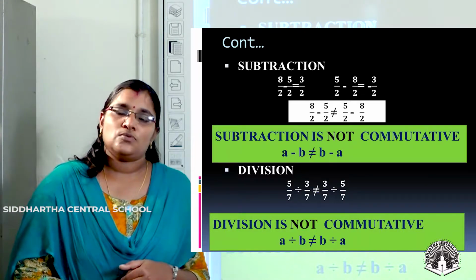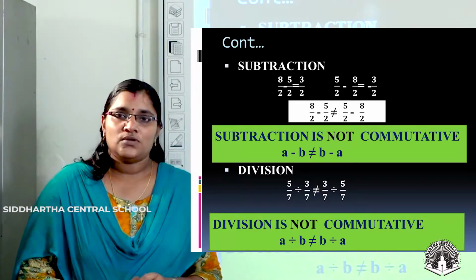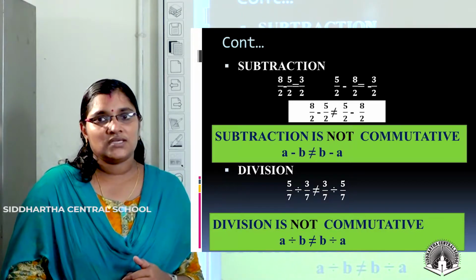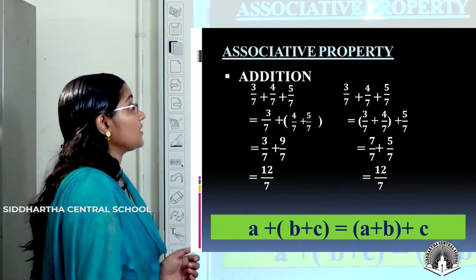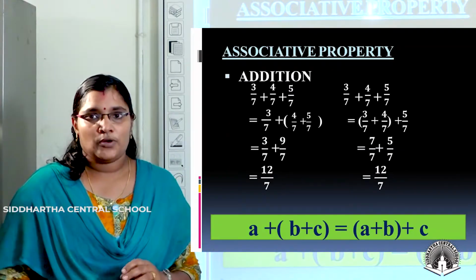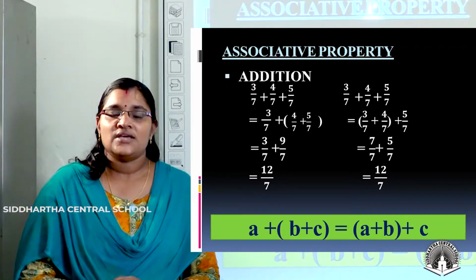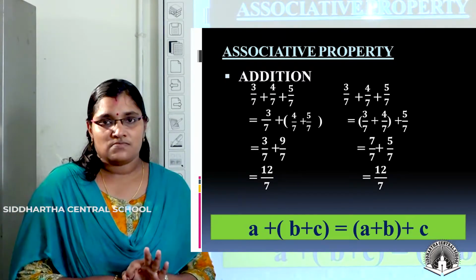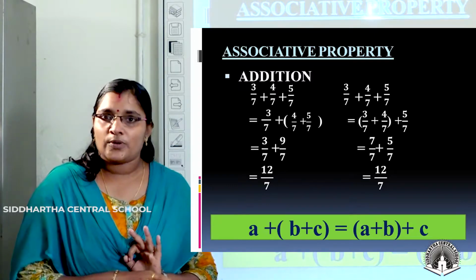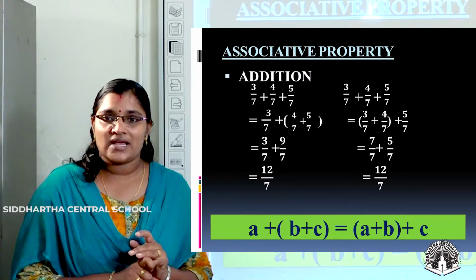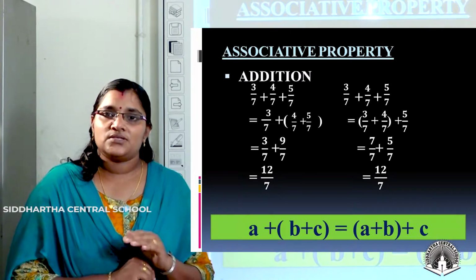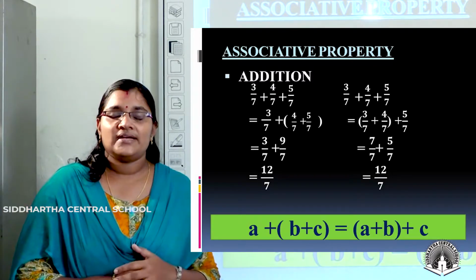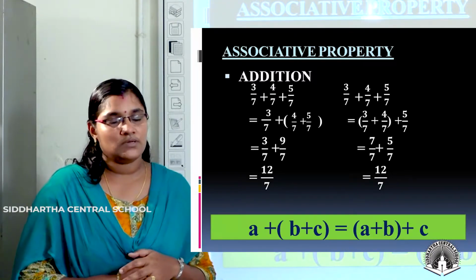Okay. Then we can move to our third property. What is the third property? Yes, the associative property. So in this case, we are taking three rational numbers. Okay. In the first two properties, we were taking only two rational numbers. But in the associative property case, we are taking three rational numbers.